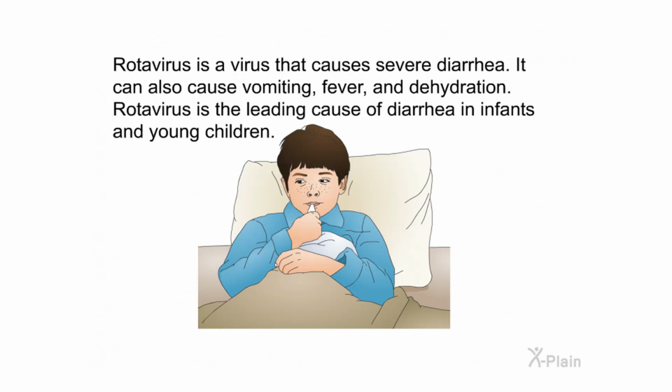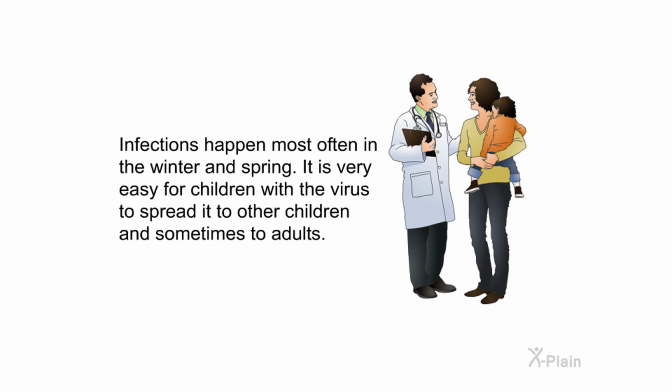Summary. Rotavirus is a virus that causes severe diarrhea. It can also cause vomiting, fever, and dehydration. Rotavirus is the leading cause of diarrhea in infants and young children. Infections happen most often in the winter and spring. It is very easy for children with the virus to spread it to other children and sometimes to adults.